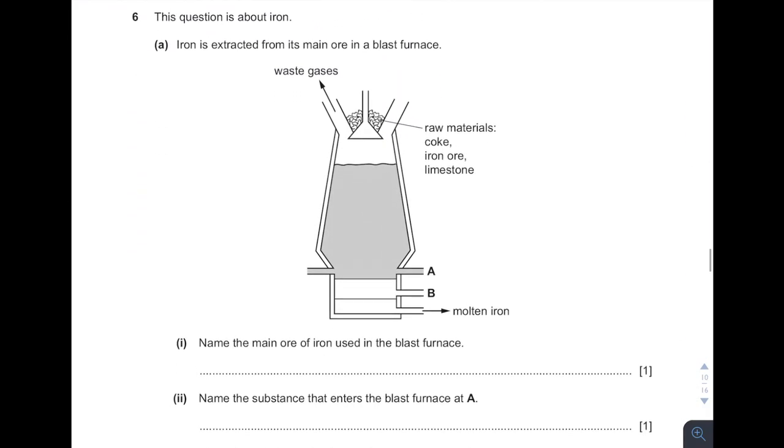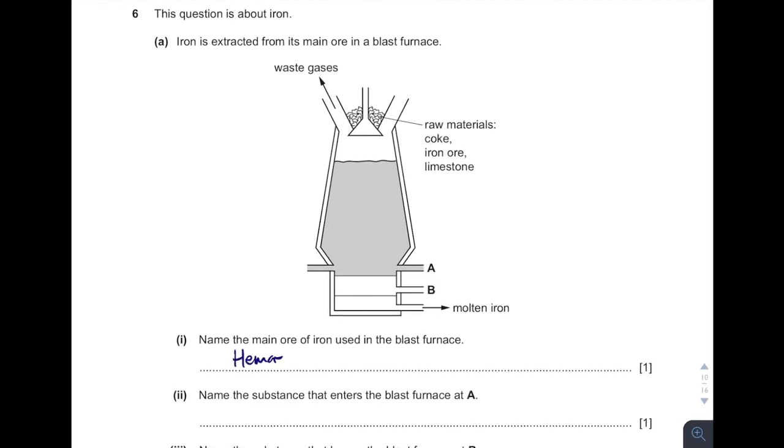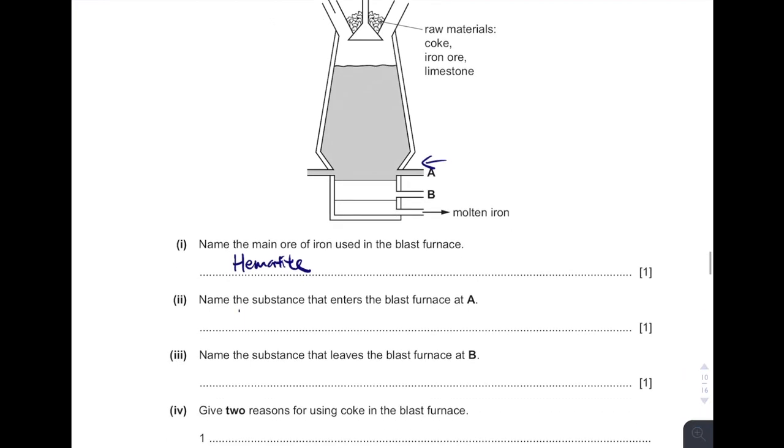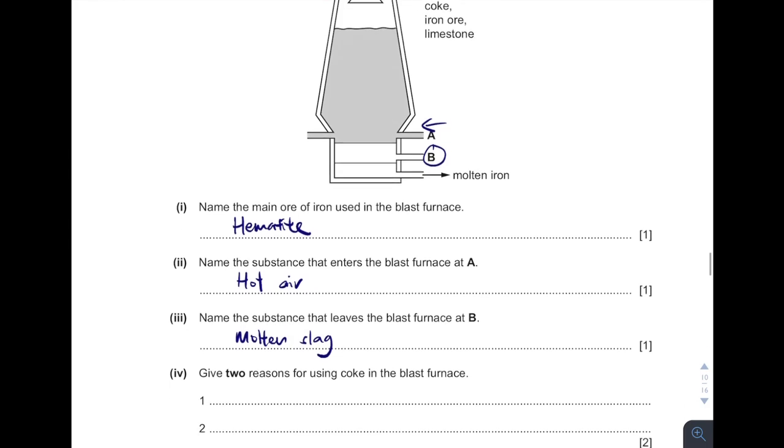Next one, extraction of metals. What is the main ore of iron? Iron is called hematite. And what is the substance that enters the blast furnace at A? It is hot air, or you can also write air. Remember, do not write oxygen. Then the substance that leaves the blast furnace at B. B is placed above molten iron. We know that it is molten slag. Molten slag has lower density compared to molten iron.